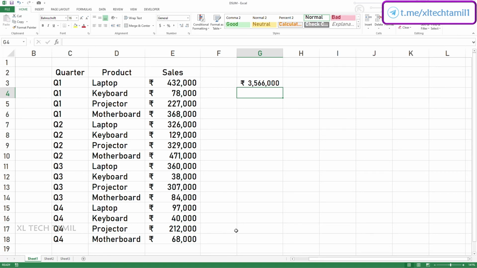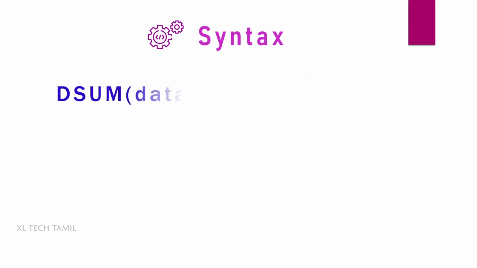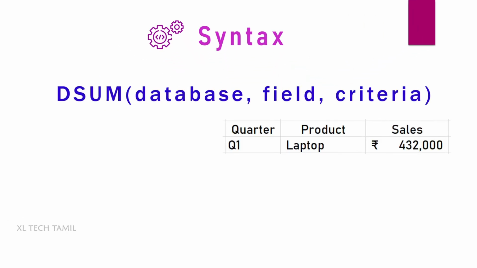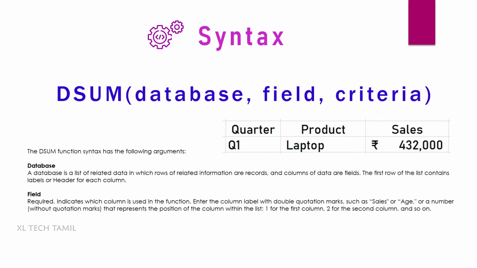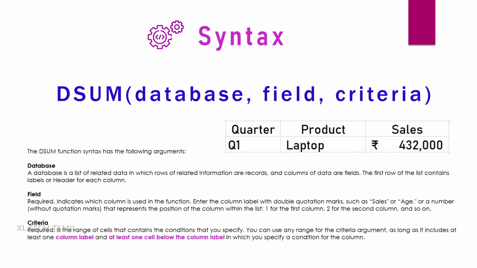The syntax for Dsum is type equal to Dsum open bracket database, select your entire database with the header, comma field, which field you want to calculate, comma criteria. So your criteria you need to select. You can select multiple criteria, but the minimum you need to give one criteria to use a Dsum function. Once you select everything, hit the enter, you will get the output for your criteria. This Dsum function was available from Excel 2000 version, which means it's available in most of the versions.